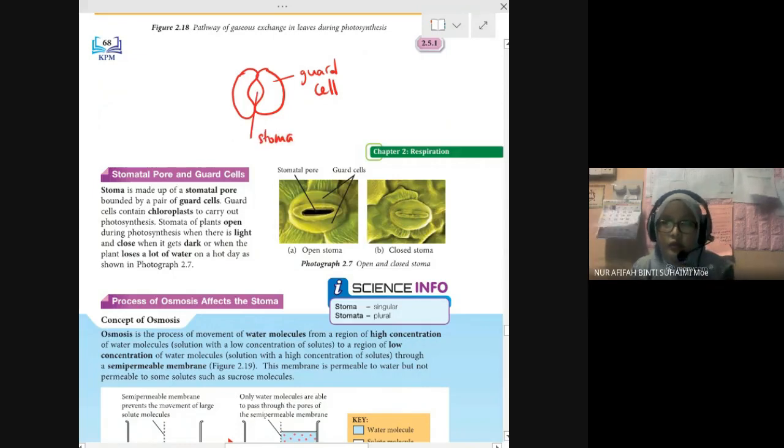Stomatal pore. So the center part is the stoma, and in between, left and right, are the guard cells. If the question asks you to draw, you need to draw and label, either during the day or during the night, open stoma or closed stoma. For closed stoma, the pore becomes smaller. Can you follow?